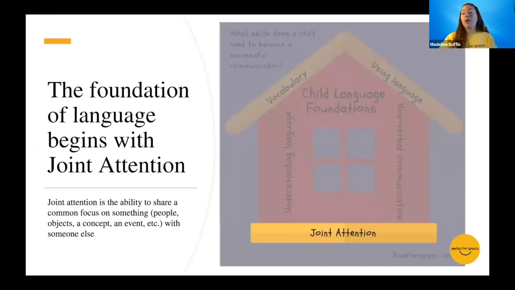So you probably all recognize this house. Michelle went over it so beautifully. I'm going to focus specifically first on that bottom piece, that foundation of language that begins with joint attention. Joint attention is the ability to share a common focus on something with somebody else. That focus could be another person. It could be an object of interest. It could be a concept. It could be an event that's happening around us. It's just the ability to share our attention with that same object as somebody else.